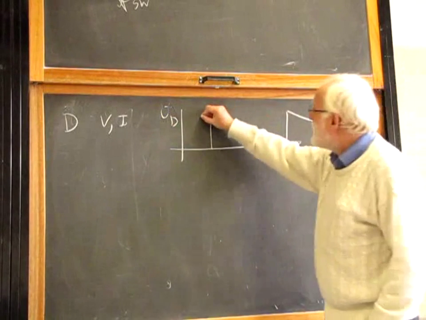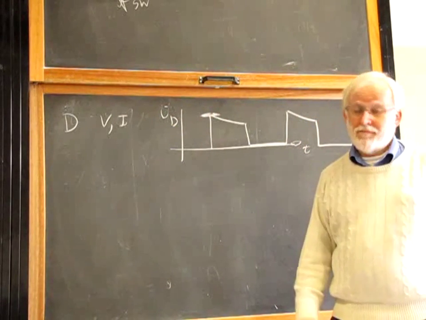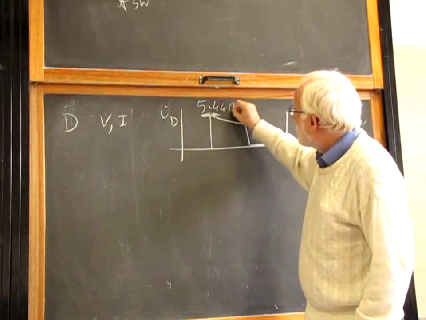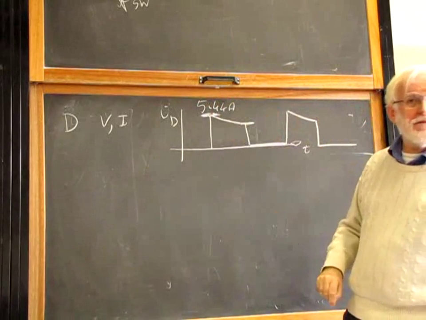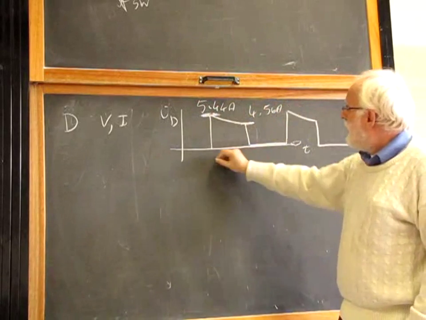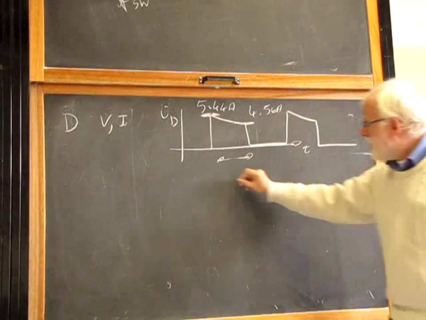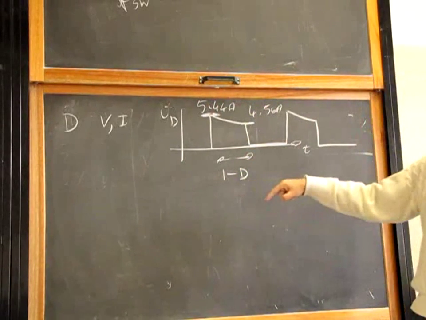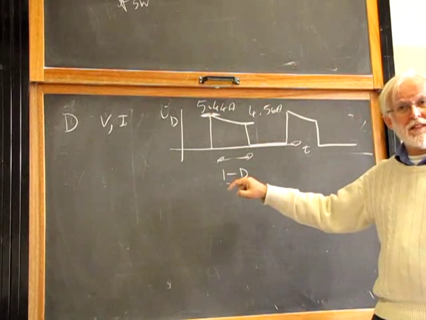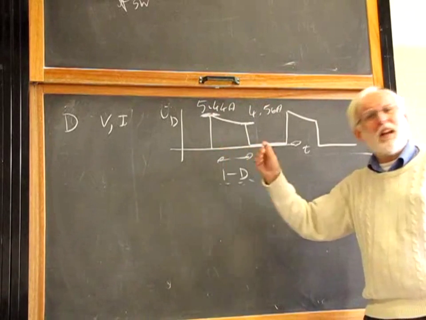Do we know what's the maximum absolute value of the current here? It's still the same. It's 5.44 amps. And the value here is, who cares, 4.56 amps. How long is this interval? It is 1 minus D, possibly divided by the switching frequency. It depends if you want the real time in microseconds or the normalized time. Normalized time is fine.